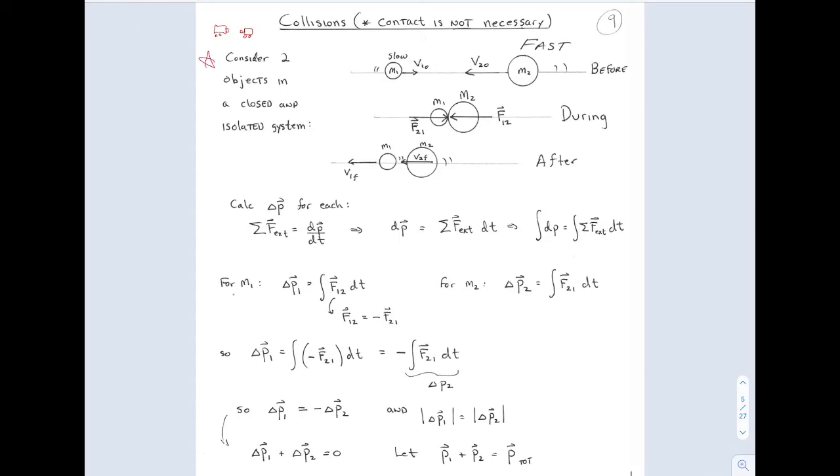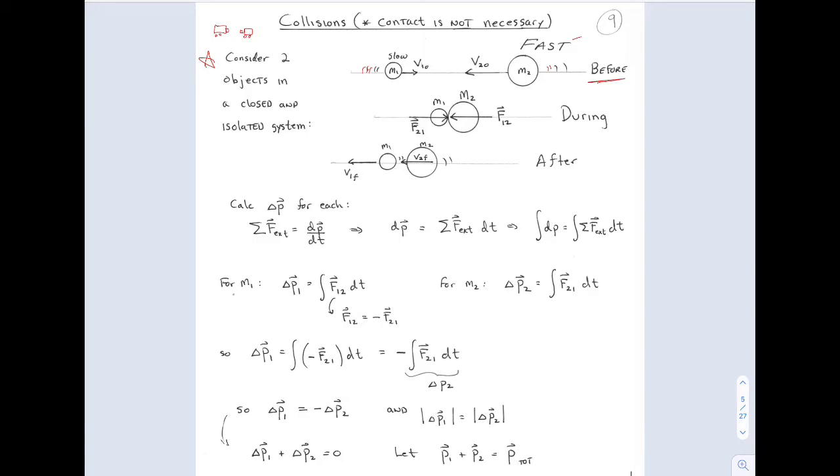All right, so I want to look at two objects in a closed and isolated system. All this means is I only have two objects. There's no number 3. And just think of these things as going through the air. They don't have to be air hockey pucks on a table or balls on a table. Just two things, and they're heading toward each other. So I made M1 small, I made M2 big. I made M1 going slow, I made number 2 going fast.